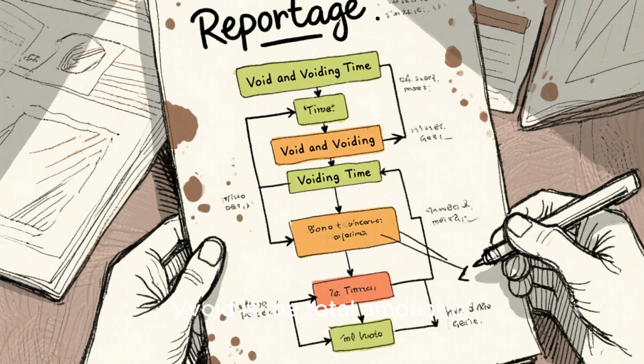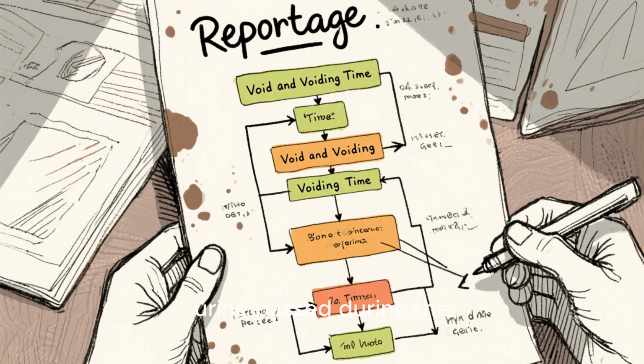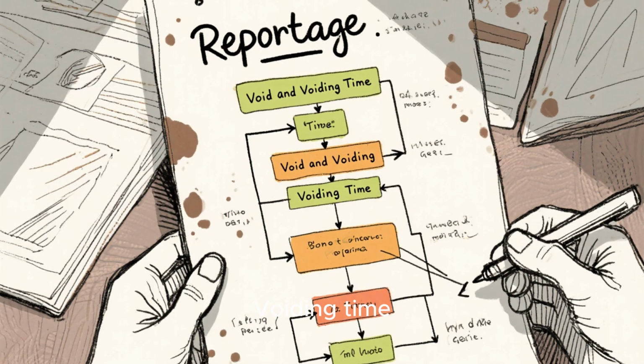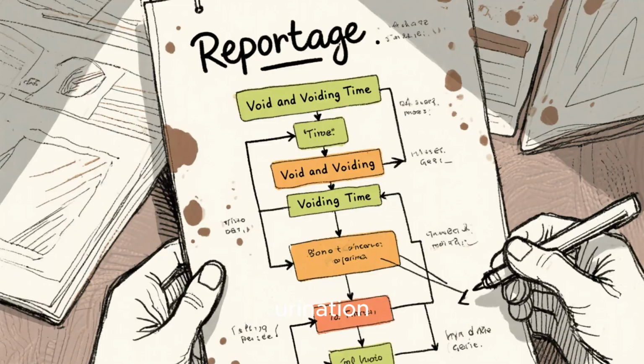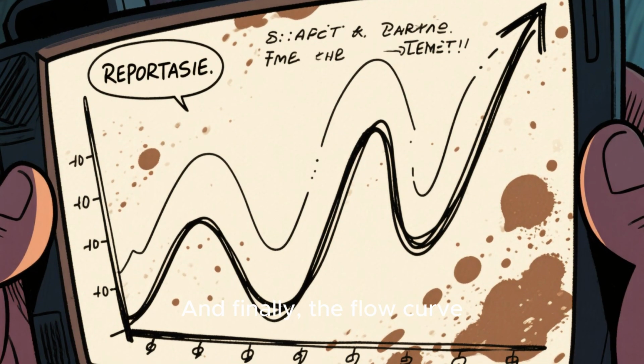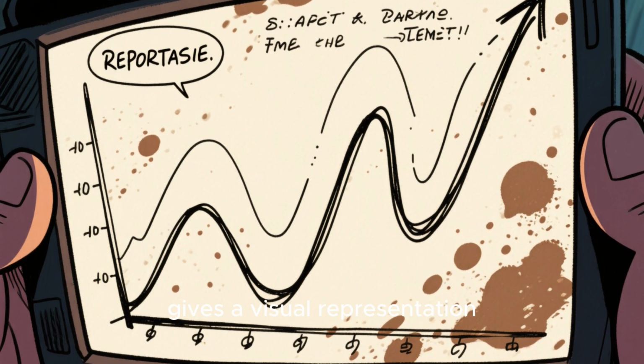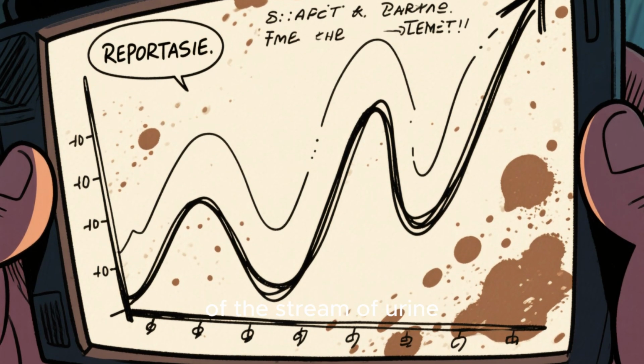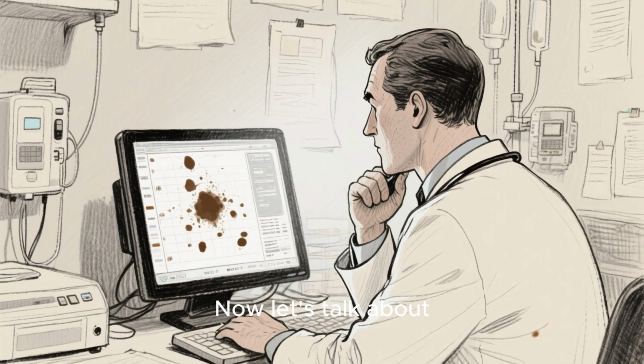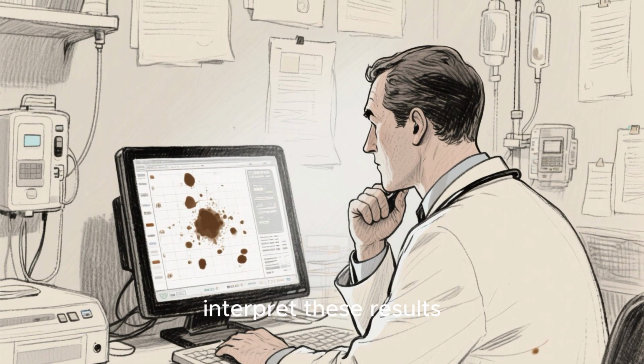Voided volume, or void, is the total amount of urine passed during the measurement. Voiding time is the total duration of urination. And finally, the flow curve, which is a plot of flow rate against time, gives a visual representation of the stream of urine. Now let's talk about how doctors interpret these results.